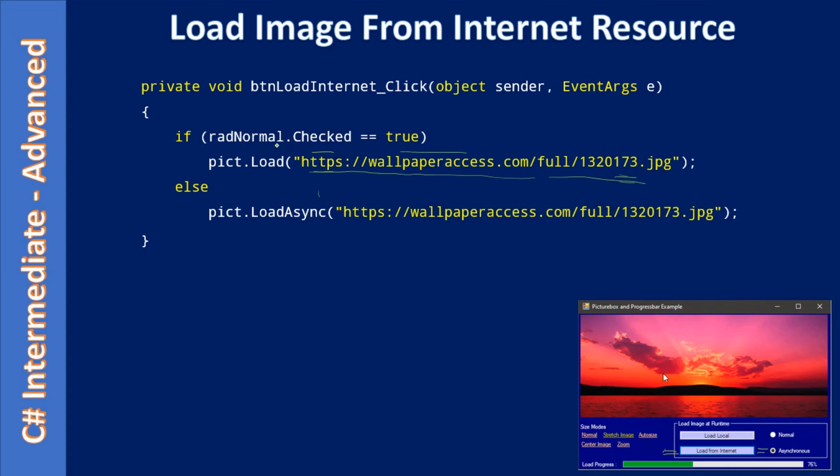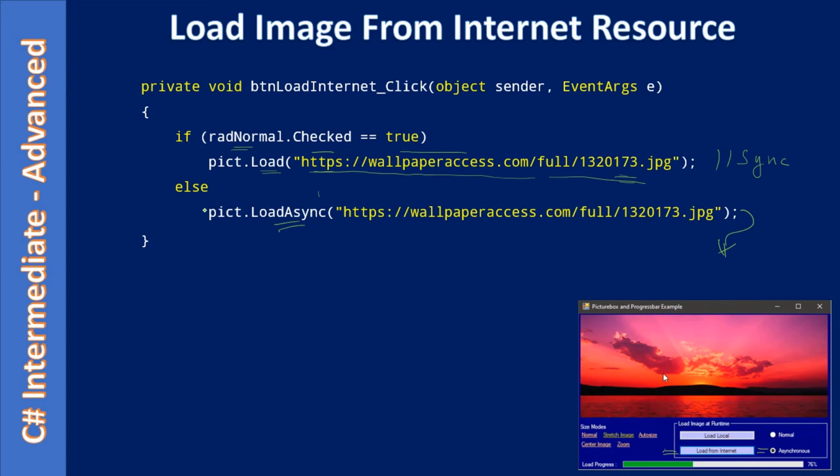So once again we check the radio button. If it is normal, we make a call to load. So here we are loading it synchronously. Synchronous means the load will wait till it completes. In load asynchronous, after the call we immediately resume from this function call. And since the execution is resumed and it is not blocking here, you can perform other tasks while the image load is under progress.